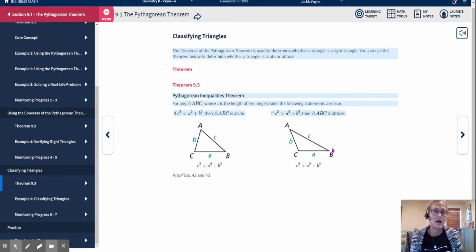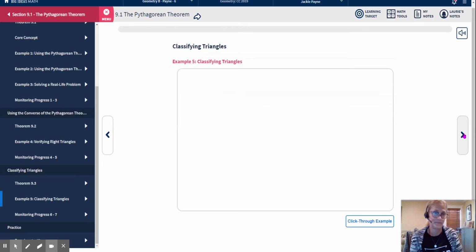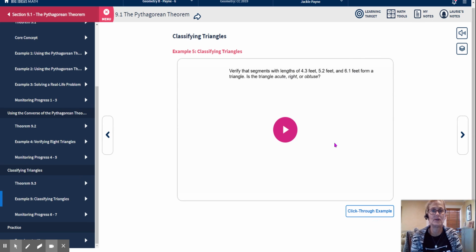So you can classify a triangle: if it's got a right angle, it's a right triangle. If the longer side is less than 90, it's acute. If the longer side is greater than 90, it is obtuse. Here we go. We're just going to do a couple of examples here.